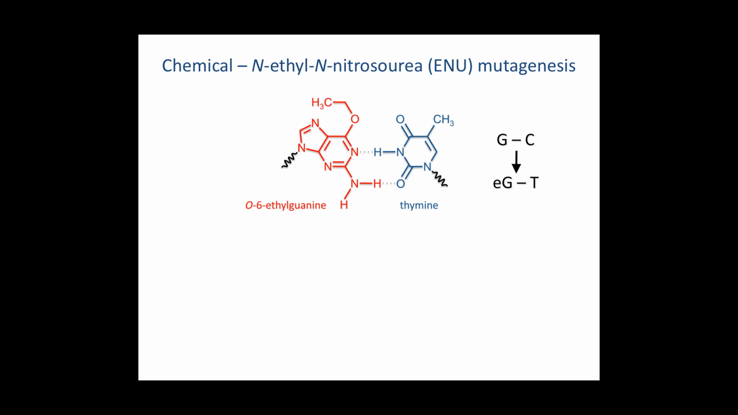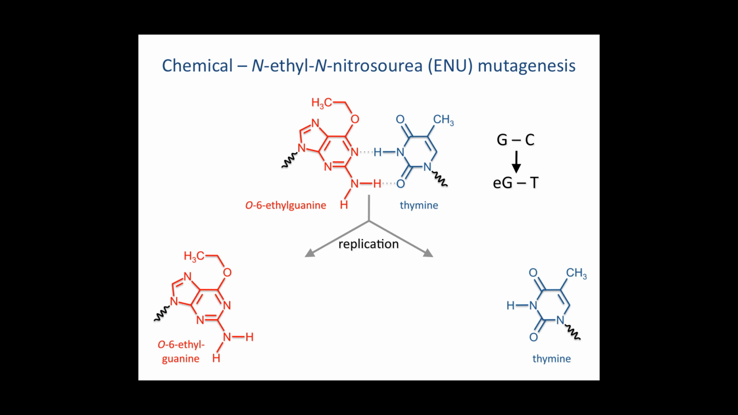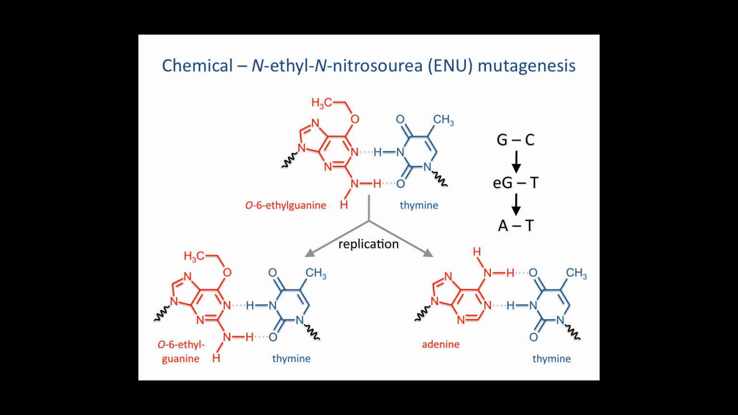Now that we have an EGT base pair, let's see what happens when the cell divides. In DNA replication, the two DNA strands will separate. In one of the new strands, a thymine will be used to base pair with the EG base. In the other new strand, an adenine will be used to base pair with the thymine. Thus, in the end, the original GC base pair has become an AT base pair.